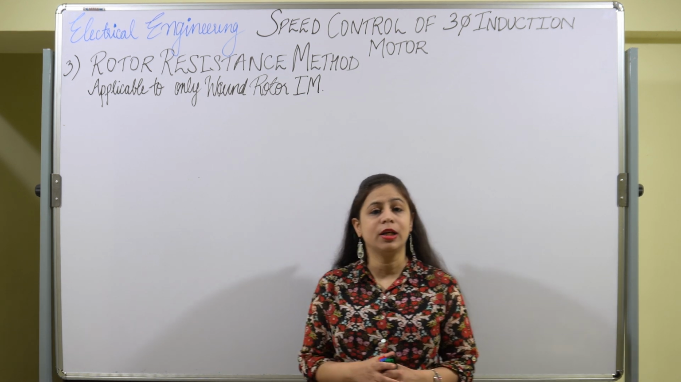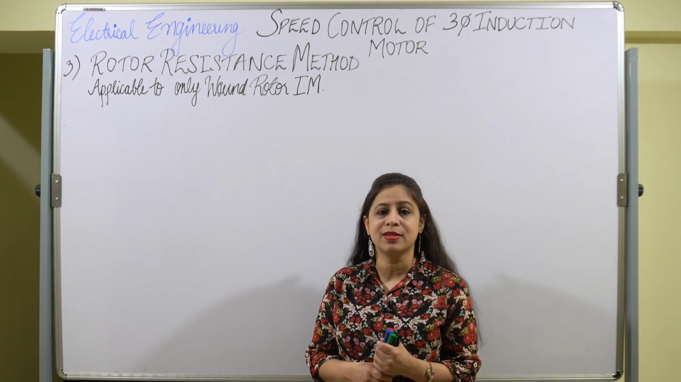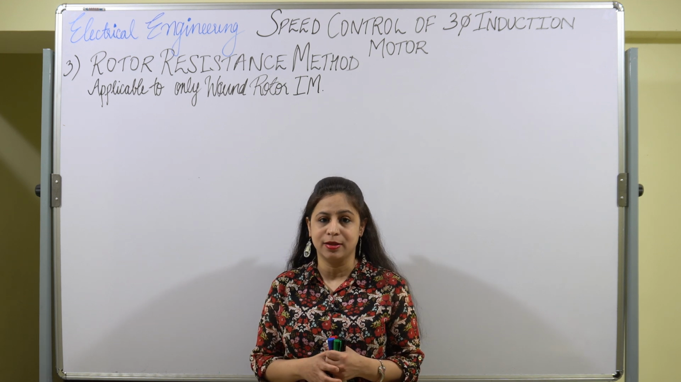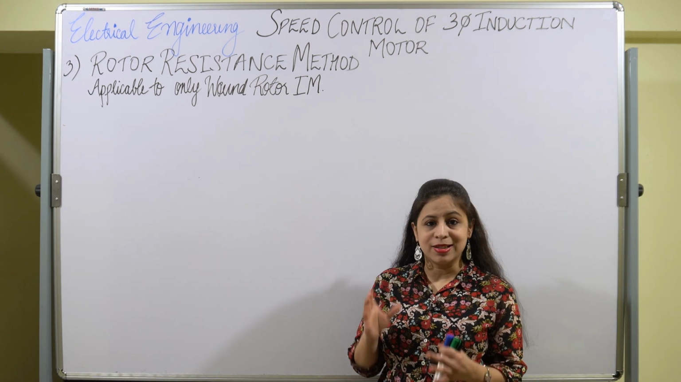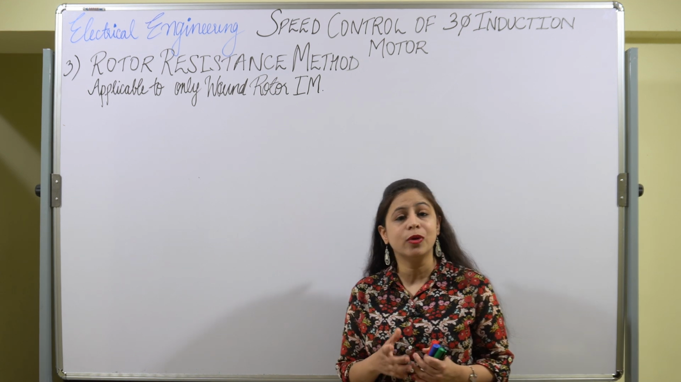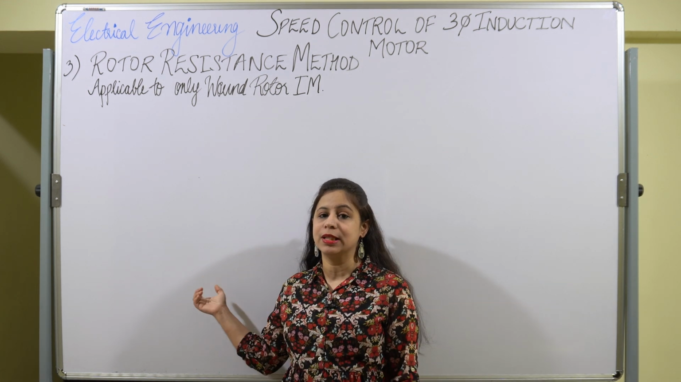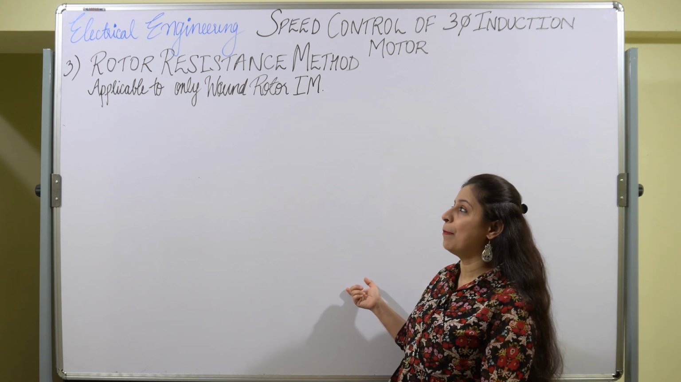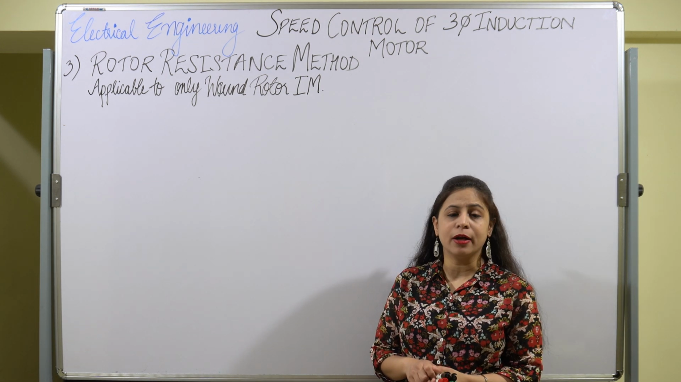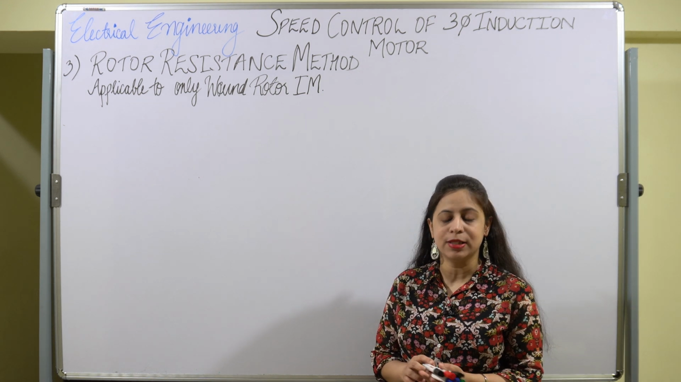Why? Because the wound rotor induction motor has slip rings, and the external resistances can only be inserted in those slip rings. No resistances can be inserted in the squirrel cage induction motor. So the squirrel cage induction motor cannot be used with this method. This method is only applicable to the wound rotor induction motor. Let us start with the torque equation of the three-phase induction motor.